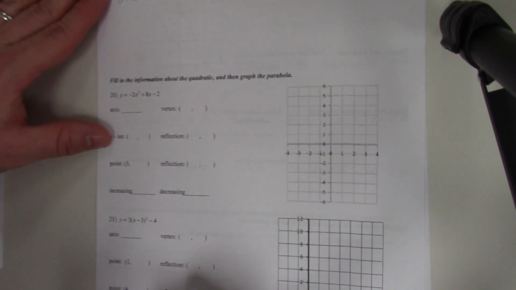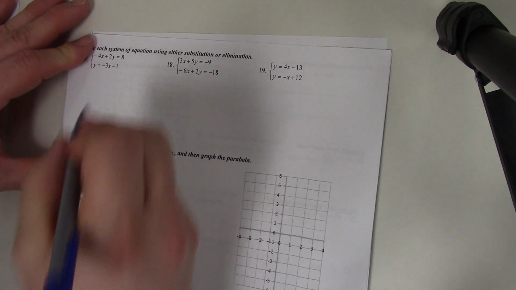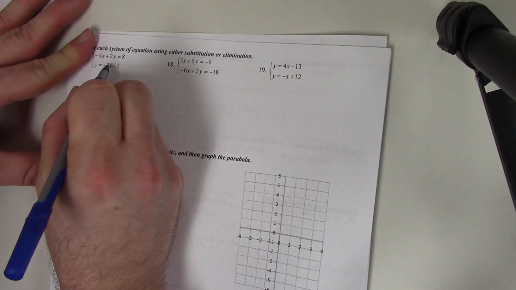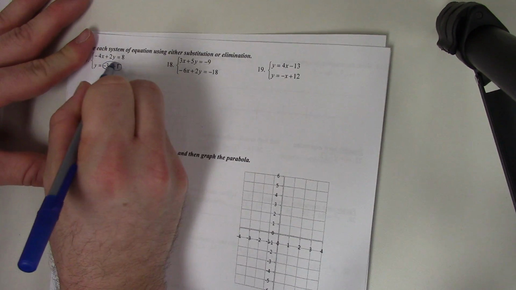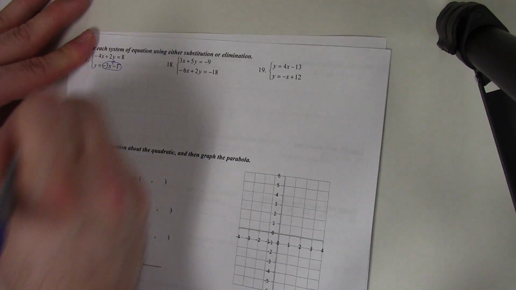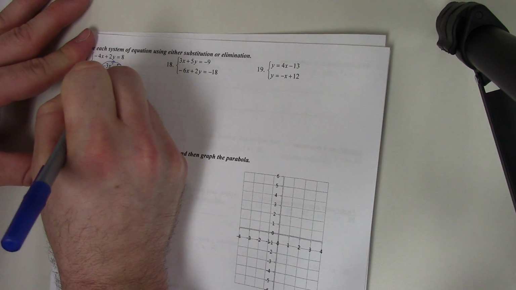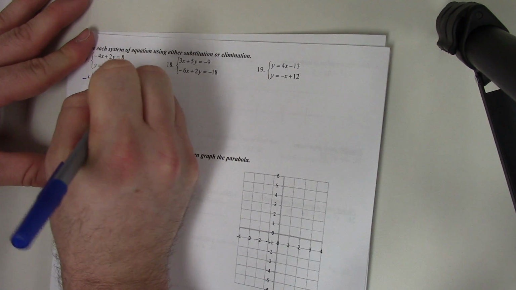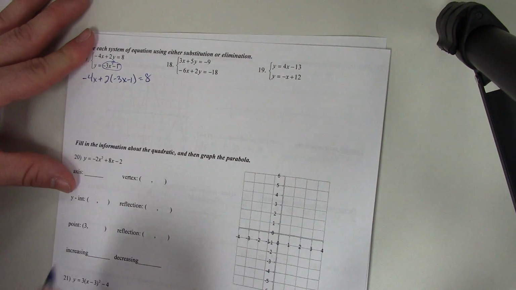Okay. Now that kind of concludes all the review type of problems, save for what's at the top of this page here. Now, what am I doing at the top here? Solving systems here. For this problem, I know what y equals, so I'm going to go ahead and plug it right there in for y. -4x plus 2 times -3x minus 1 equals 8.